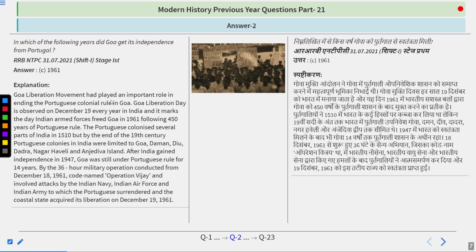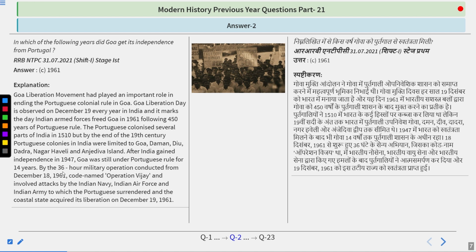The Goa liberation movement played an important role in ending Portuguese colonial rule in Goa. Goa Liberation Day is observed on 19th December every year in India, and it marks the day the Indian Armed Forces freed Goa in 1961, following 450 years of Portuguese rule. The Portuguese colonized several parts of India in 1510, but by the end of the 19th century, Portuguese colonies in India were limited to Goa, Daman-Diu, Dadra Nagar Haveli, and Anjediva Island. After India gained independence in 1947, Goa was still under Portuguese rule for 14 years.